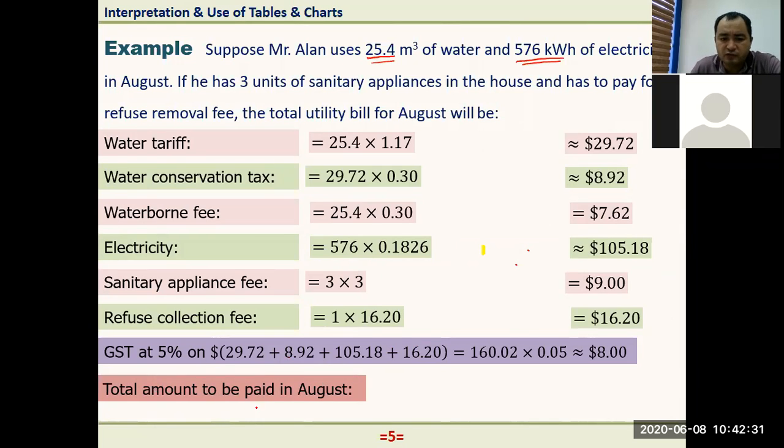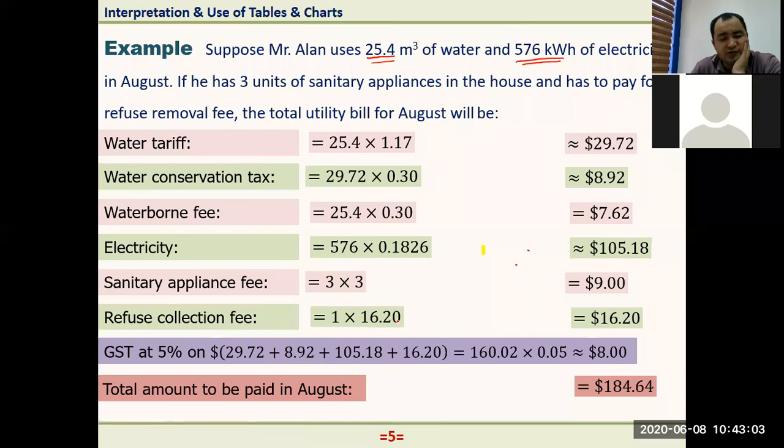So total amount to be paid in August is this plus this plus this plus this plus this plus this plus this. That is equal to 184.64. Altogether, this total bill is 184.64. That means that from your pocket, this money is going out, right? To meet all these expenses. Okay. Guys, any question?